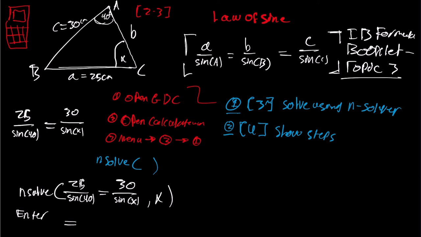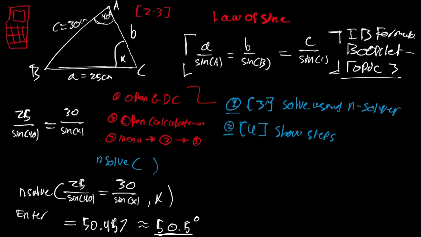And you should get the value of, so let me put that on my calculator, 25 over sine 40 equals 30 over sine x. Then we put comma x, enter. And we should get 50.457. Again, 3 significant figures unless the question specifies another number. So we can just put an approximate symbol and say we got 50.5 degrees. And that would be our answer using step number 1.